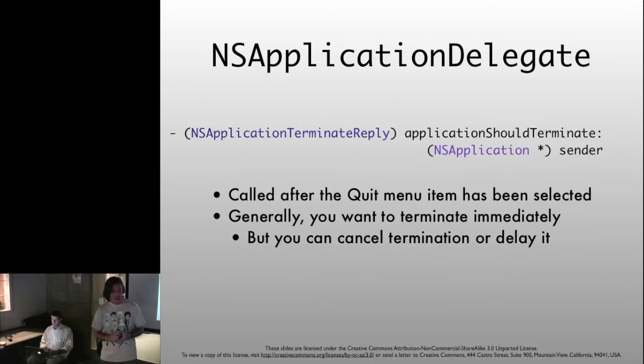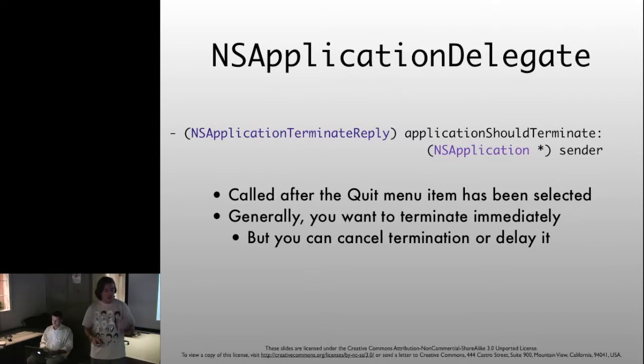On the opposite end of didFinishLaunching, there is applicationShouldTerminate, which takes in the sending application and returns a response code that says whether you want to terminate right now or not, basically. This gets called after the user selects the quit menu item, either Command Q or going to the application name menu and choosing Quit. Generally speaking, when the user hits Command Q, you want to quit right away. It's unintuitive behavior if every time the user tries to quit, it doesn't actually quit, and if for no other reason, that gets annoying after a while.